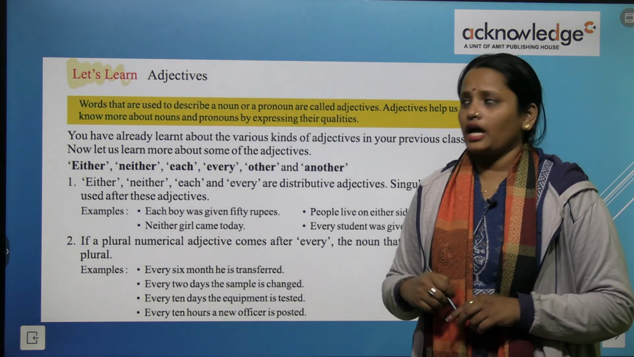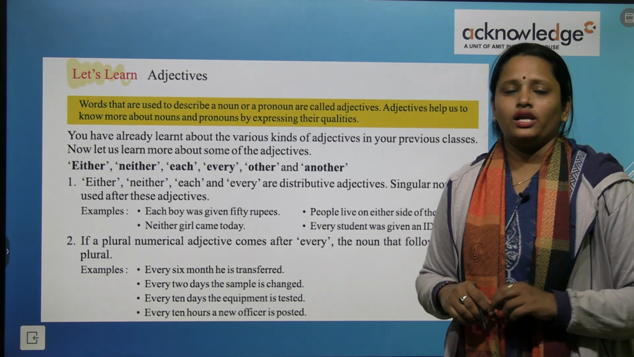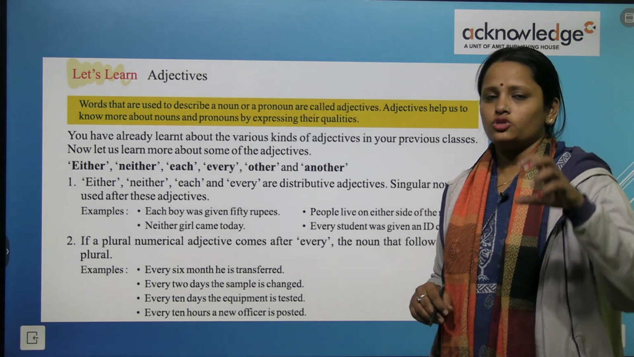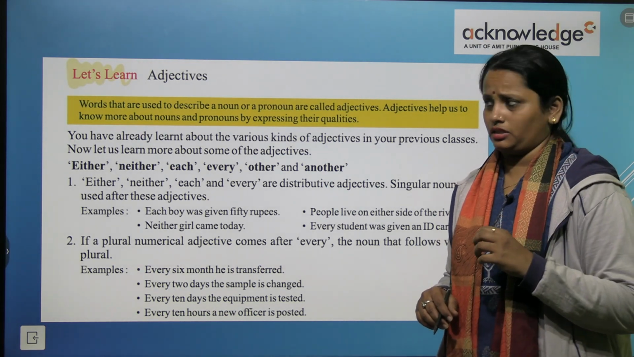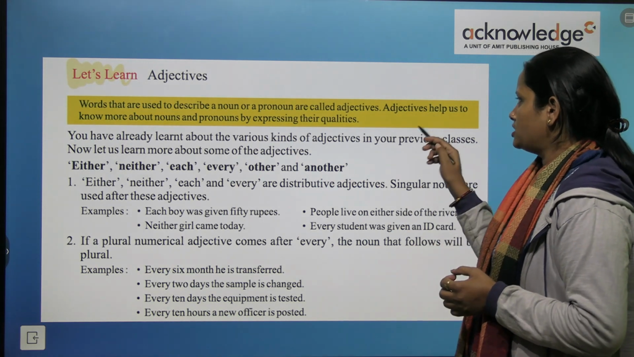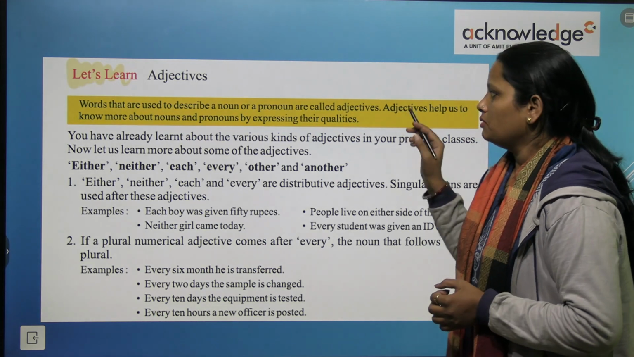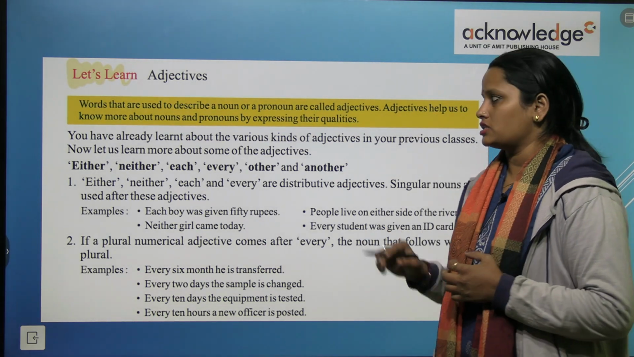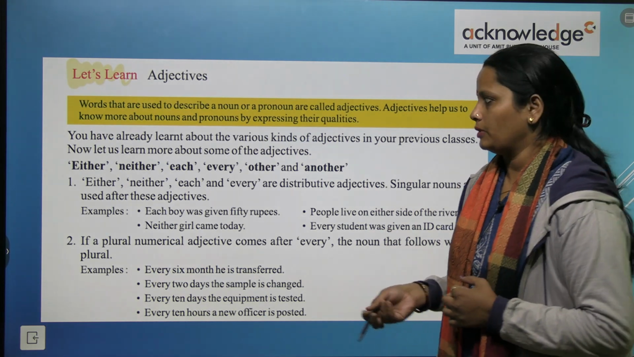So words that are used to describe a noun or a pronoun are called adjectives. So वो words जो noun या फिर pronoun को describe करते हैं, उनके बारे में और ज़्यादा बताते हैं, ऐसे words को हम adjective कहते हैं. Adjectives help us to know more about nouns and pronouns by expressing their qualities. So qualities को express करके हमें इनके बारे में और ज़्यादा ये बताते हैं.